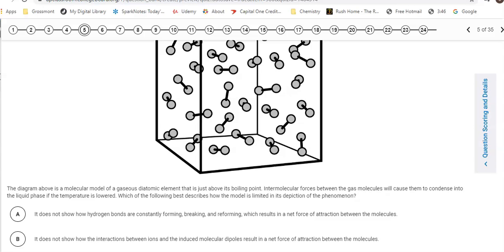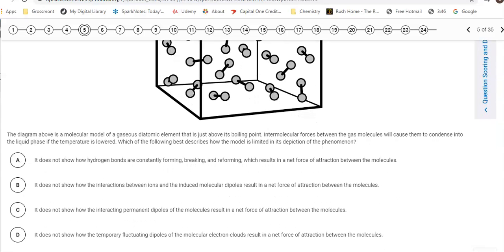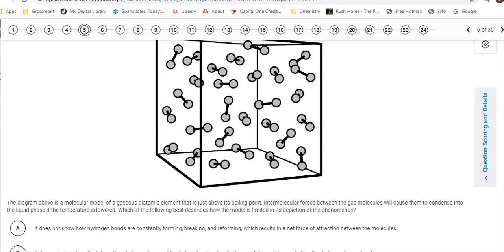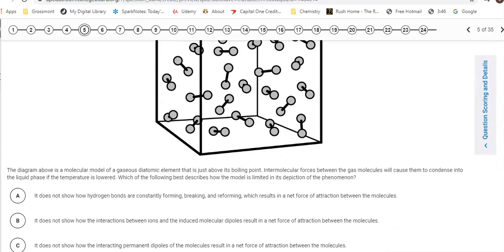Let's remind what they are. It's a hydrogen attached to either a nitrogen, oxygen, or fluorine, and that hydrogen attaches to the lone pair of the nitrogen, oxygen, or fluorine of a different molecule. So it can only be a nitrogen, oxygen, or fluorine atom that it's attaching to, and it's attaching to the lone pair. So that's not a chemical bond, it's just a strong intermolecular force. Okay, so B. It does not show the interactions between ions. There's no ions here. These are diatomic molecules. They're not charged ions.